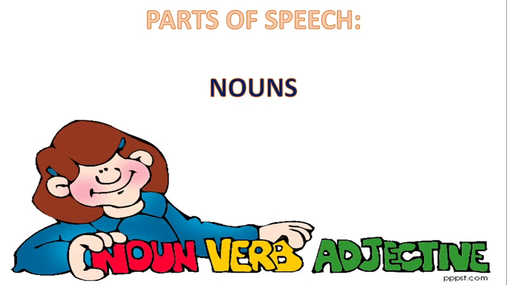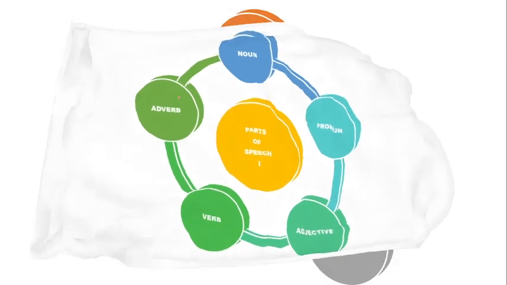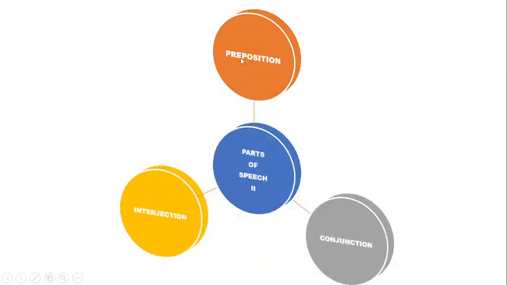We are going to start with the first part of speech, that is nouns. Before we go ahead with this, I would like to show you how we are going to go ahead. We are going to go with nouns, pronoun, adjective, verb, adverb in our further series. Once we are done with this, we are going to cover prepositions, conjunctions and interjections. So stay tuned for all the topics in this series so that you don't miss anything.